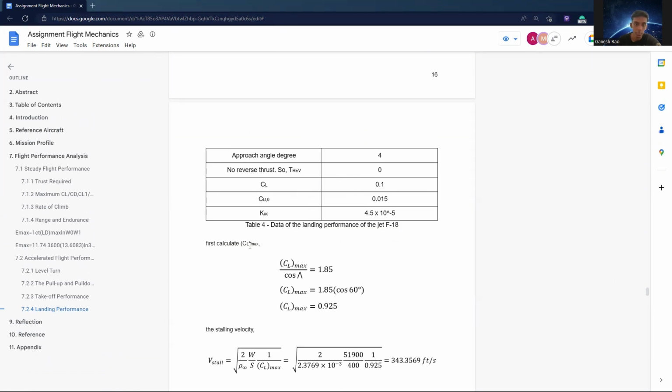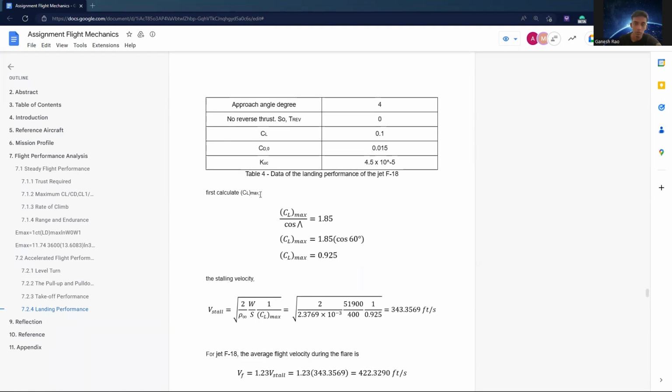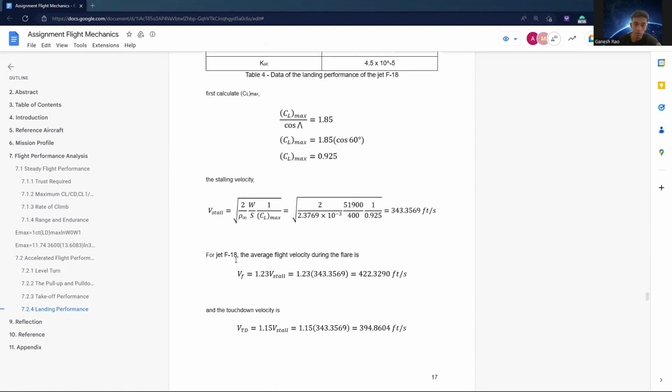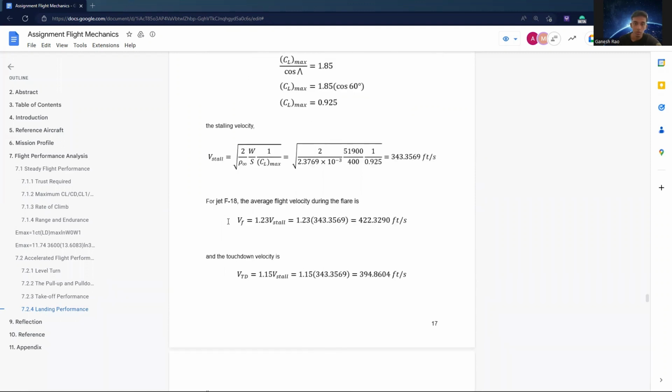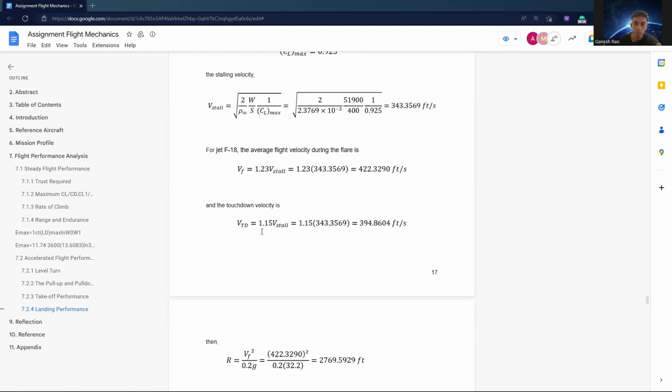This is the value that I have searched for these calculations: approach angle, reverse thrust, coefficient of lift, coefficient of drag, and K. The maximum coefficient of lift is 0.95. From there, we can calculate V stall, which is the stalling velocity, and we get 343.3569 feet per second. The average flight velocity, VF, is 23% above the stalling velocity, so we get 422.390 feet per second. The touchdown velocity is similar to the flight velocity, but the percentage is 15%, so we multiply by 1.15 and we get 394.804 feet per second.